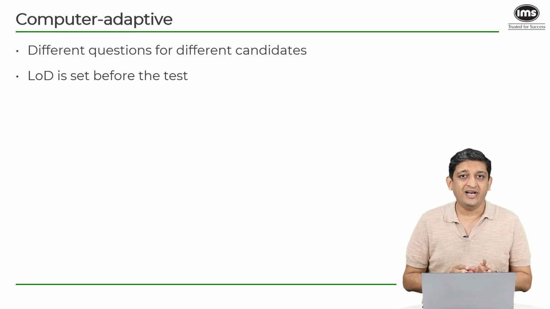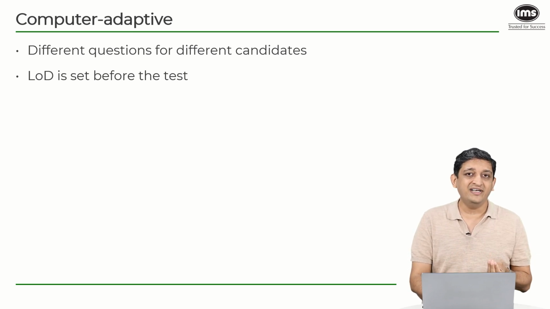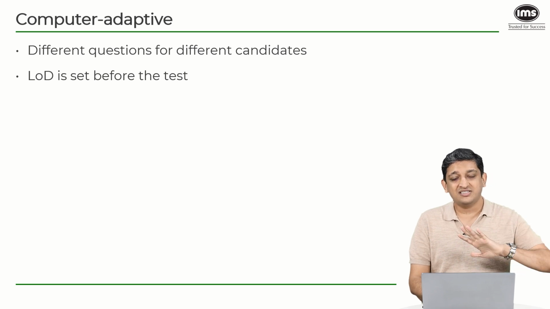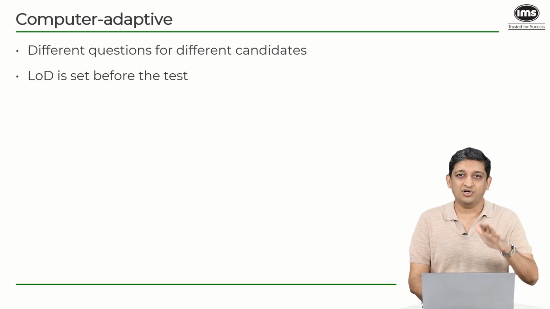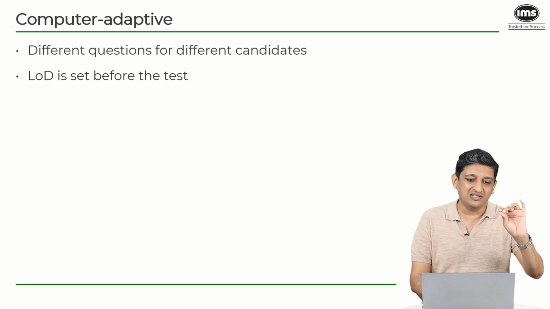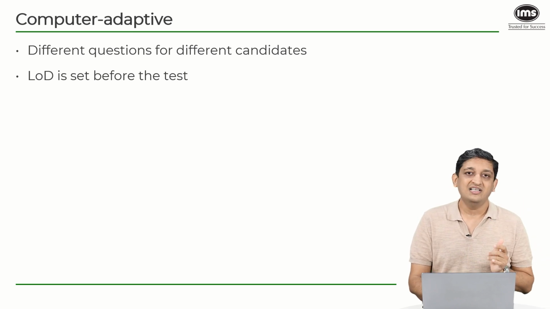So that is basically what happens. LOD is set before the test. And that is why a lot of people might find this to be fairer, because the system adapts to their ability, and the system sort of goes up and down and tells you that this is exactly the level that you are at when it comes to a particular section, yes.